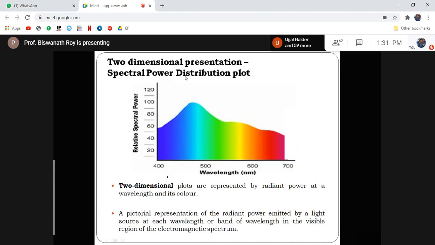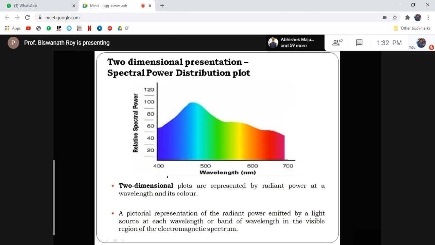On the other hand, the two-dimensional presentation is known as spectral power distribution. Why? Because in this presentation, the associated power of radiation is also plotted along with the wavelength. The x-axis plots the wavelength in nanometer, and the ordinate plots the relative spectral power. It is relative spectral power, that's why there is no unit here. The maximum is 100. So the associated power is also plotted. That's why it is spectral power.